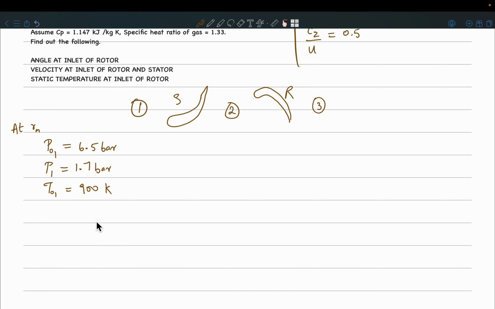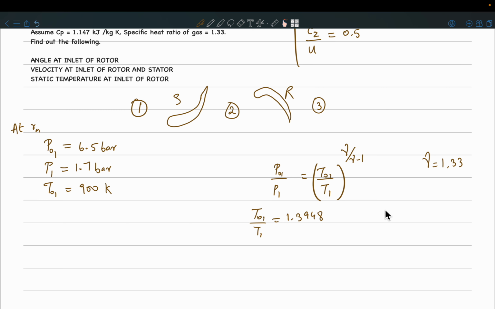Let us use our isentropic relations, and we know P01 by P1 is equal to T01 by T1 to the power of gamma by gamma minus 1. Note that gamma is given to be 1.33. If we plug in these values, what do we get? T01 by T1 turns out to be 1.3948.